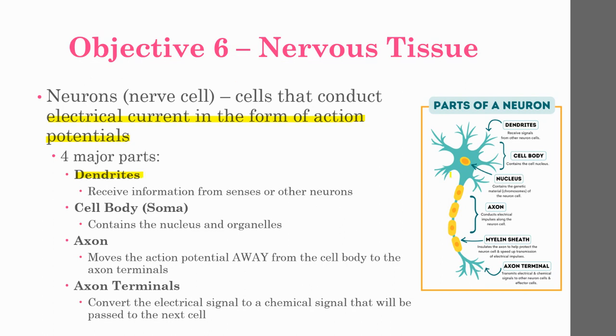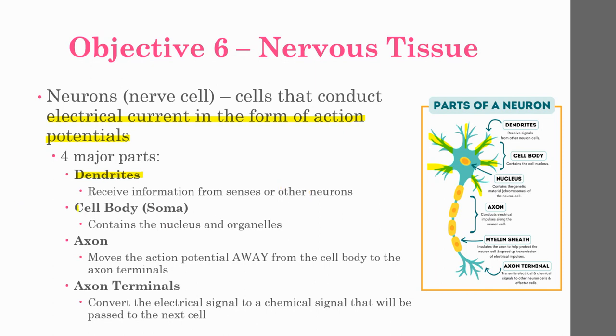All right, you have the dendrites, which are going to be your receivers. And so these are all my dendrites over here. These are going to be the receivers of the message. So they're going to receive the sensory information that's either coming from your sensory structures like your touch sensors, your pain sensors, your temperature sensors, or they're going to be receiving information from other neurons.